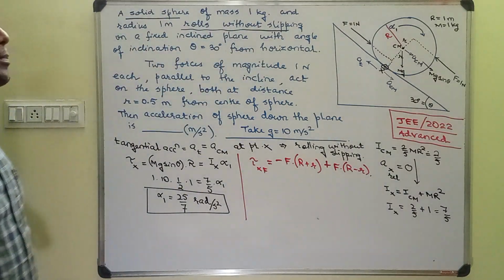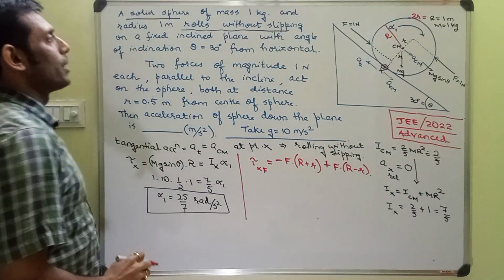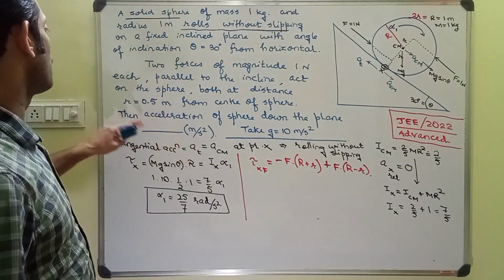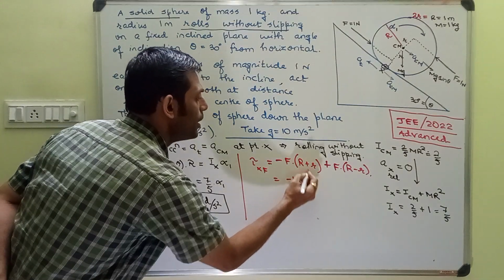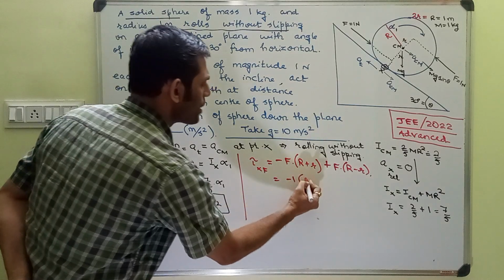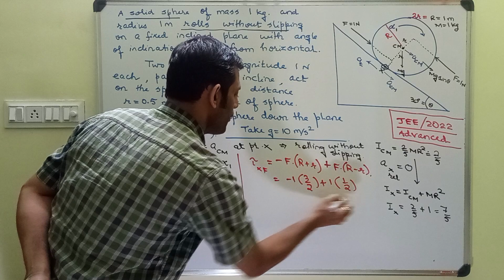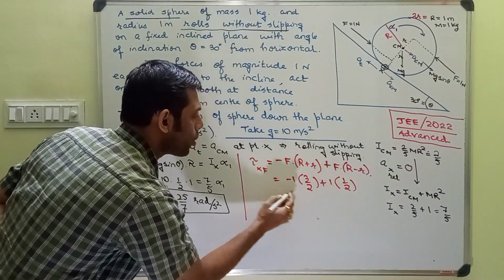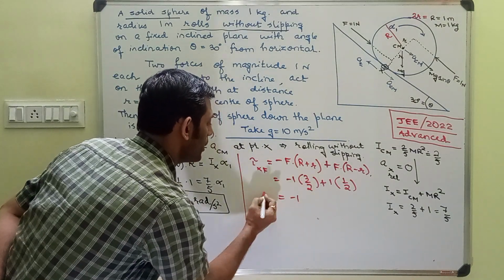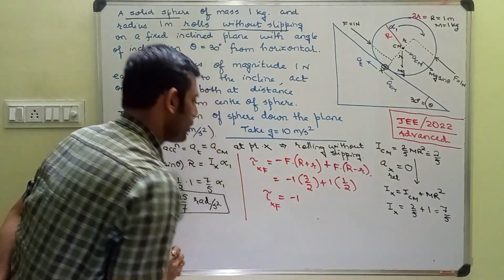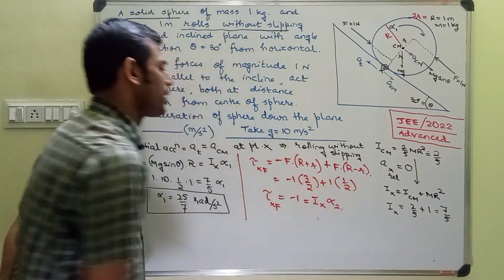But small r and capital R are related. 2 times small r is equal to capital R. If you notice, small r is equal to half a meter. Now that means this is equal to minus 1 Newton into 1 plus half, which is 3 by 2, and plus 1 into half. Effectively, this produces how much torque? This is equal to minus 2 by 2, that is equal to minus 1. Torque value is equal to minus 1, which is equal to I of x into alpha 2, for example.